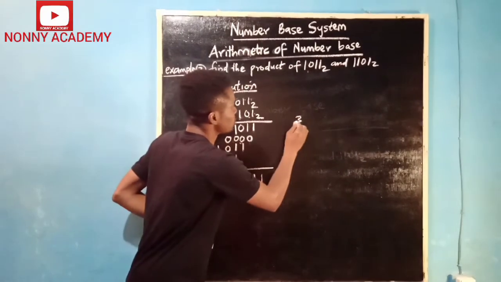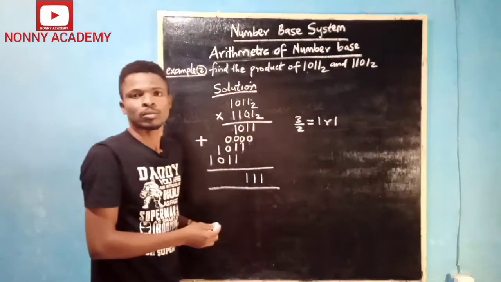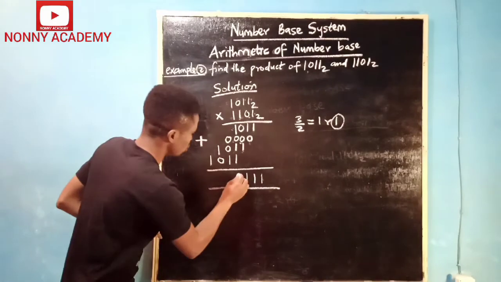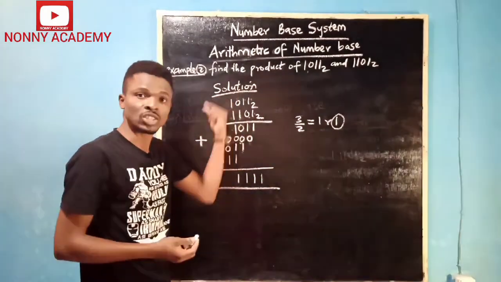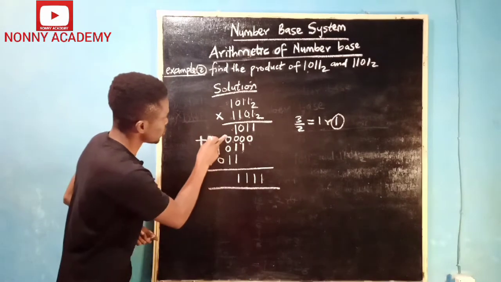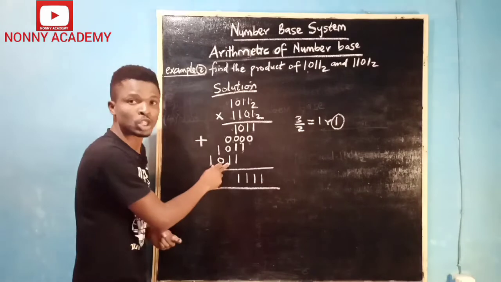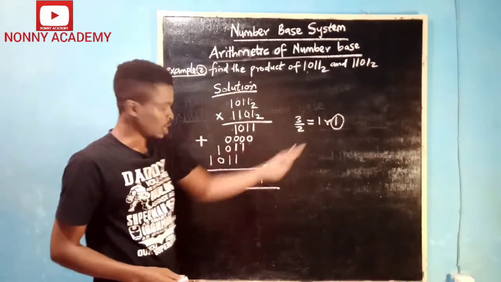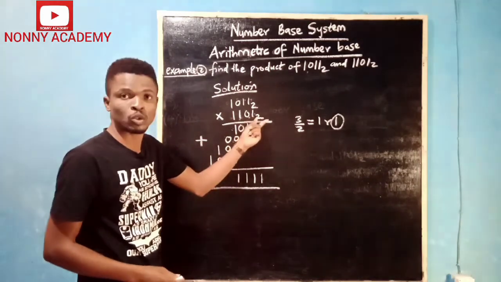I will have 3 divided by 2, which will give me 1 remainder 1. Then I will take the remainder as my answer, which is 1. And I will take this one to the next digit. I will have 0 plus 0, which is 0, plus 1, which is 1. Then plus this one again, which is 2.